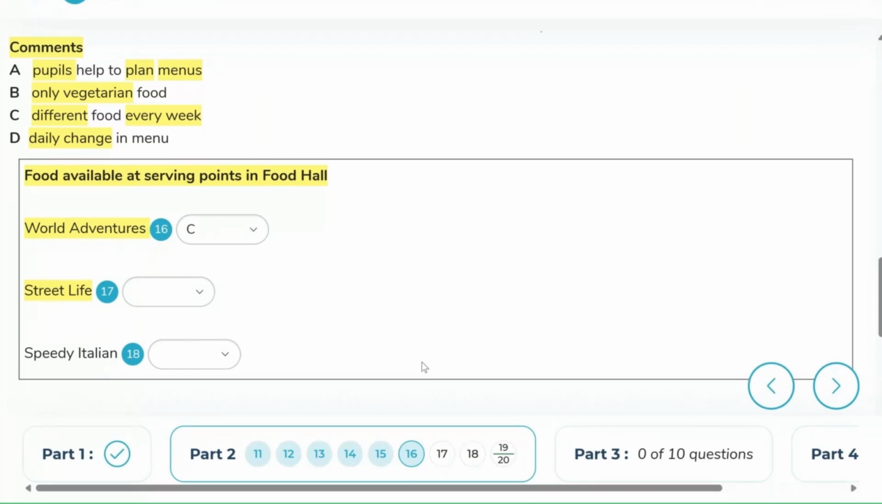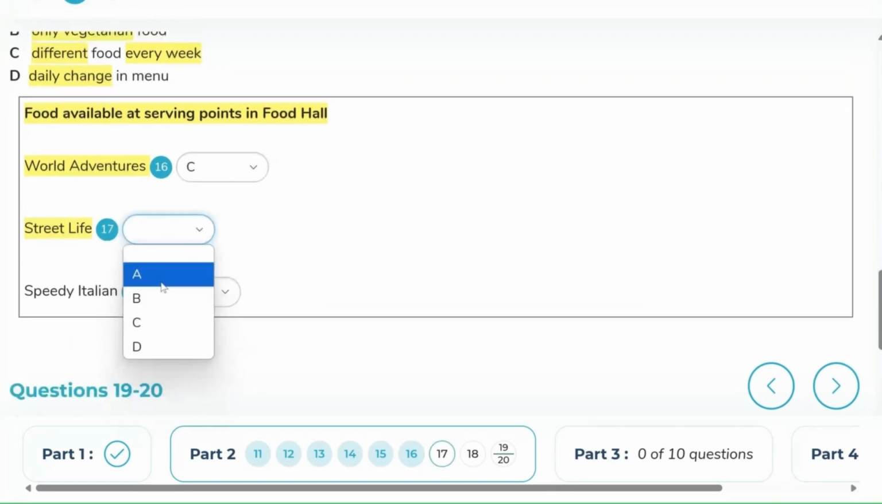Okay, we'll ask the pupils to make suggestions. What does it mean? We'll ask the pupils to make suggestions. That means pupils help to plan menus. Exactly. We'll ask the pupils to make suggestions. So question number 17, correct answer is A.